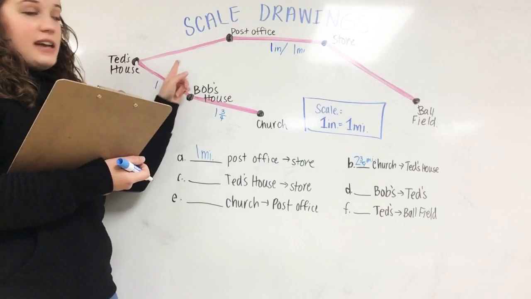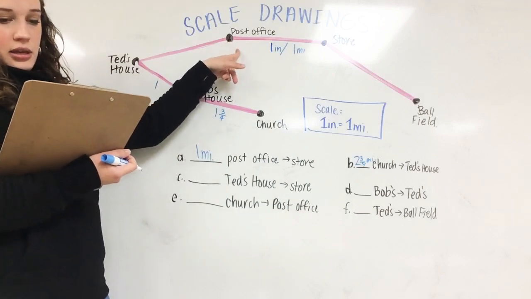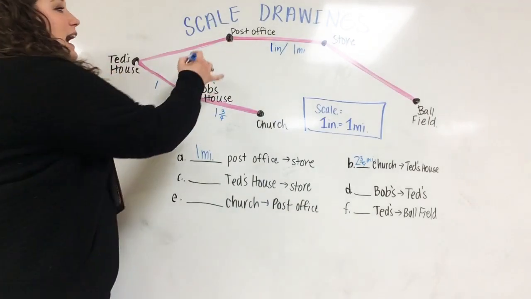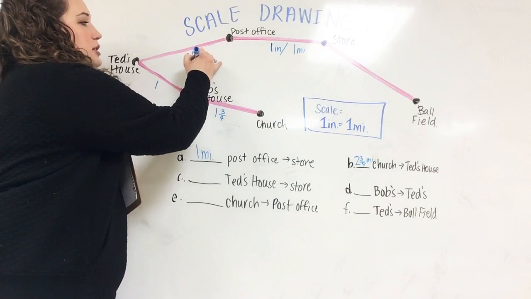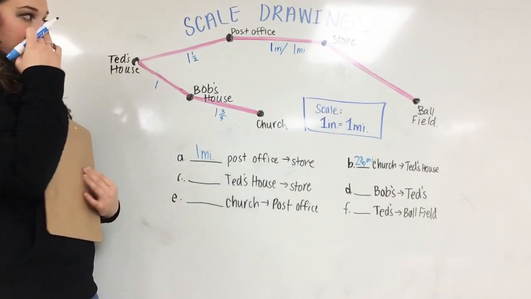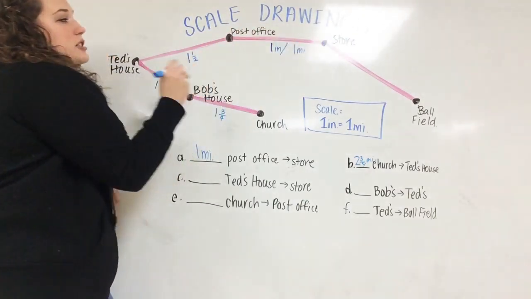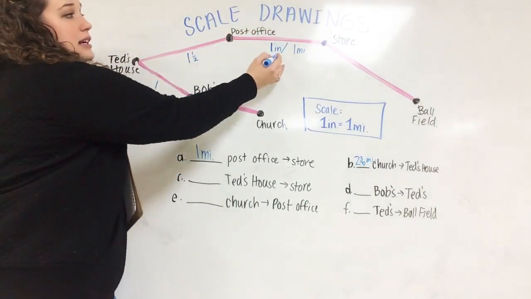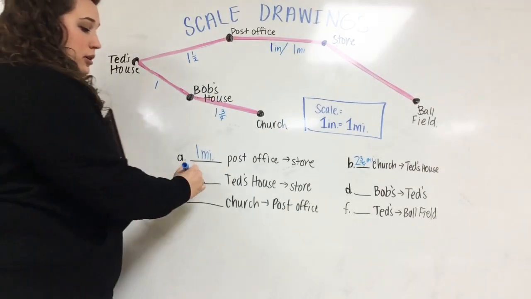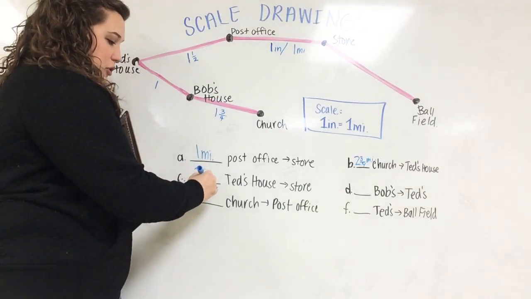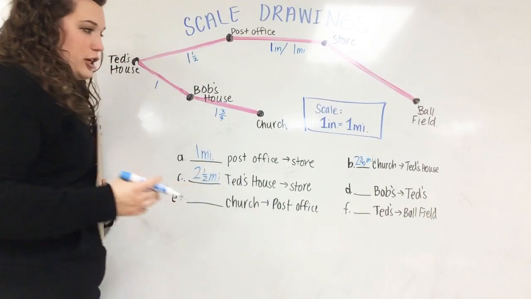So if we measured from Ted's house to the post office, it is going to be 1.5 miles or 1.5 inches, which equals 1.5 miles, okay? So we have 1.5 from Ted's house to the post office, 1 from the post office to the store. So 1.5 plus 1 equals 2.5. Very good. 2.5 miles. Remember, because we're converting.